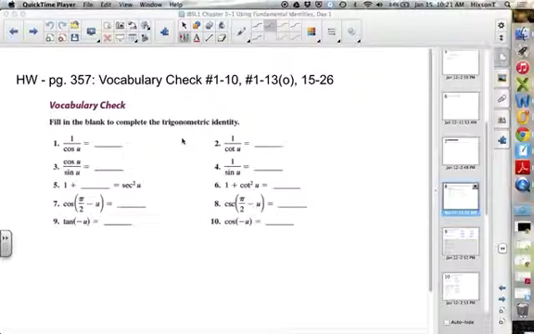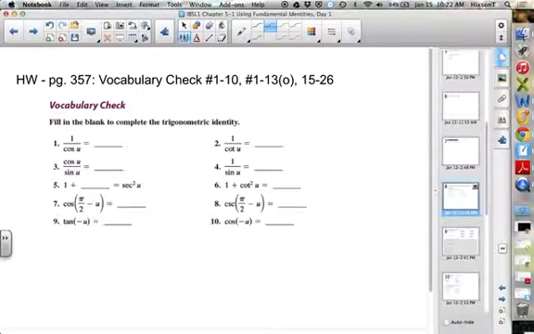This was from the vocab check I had given you on Monday. Let's just run through these. 1 over cosine is? Secant. Cosine over sine is? Cotangent. 1 plus what is secant squared? No, 1 plus tangent squared is secant squared. Cosine of pi over 2 minus u is?